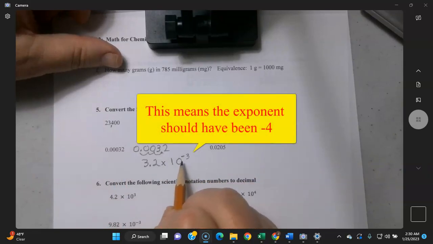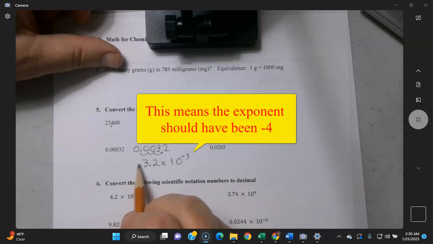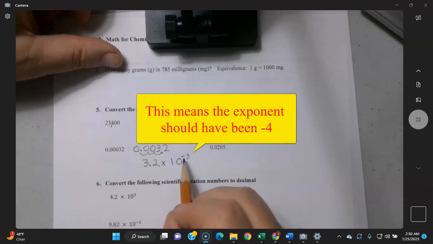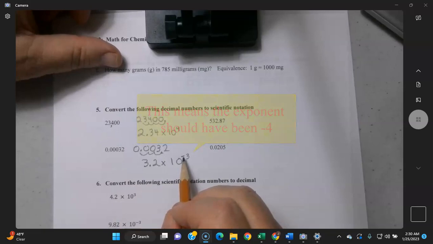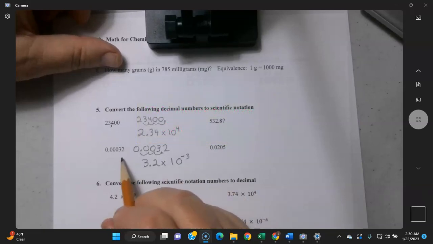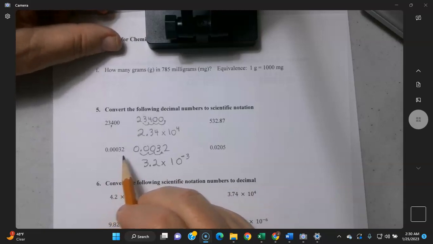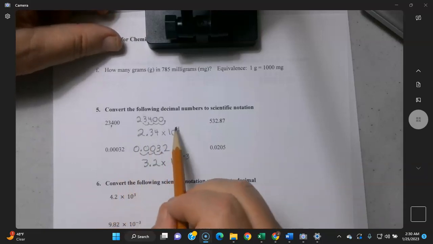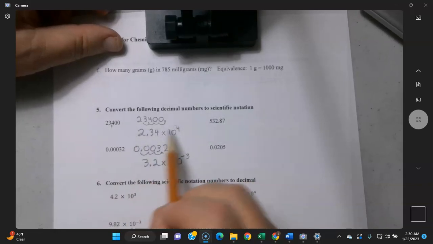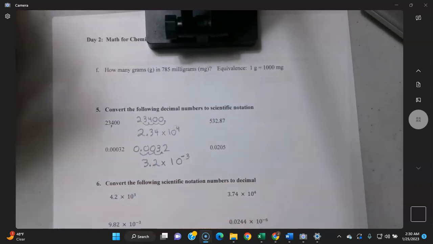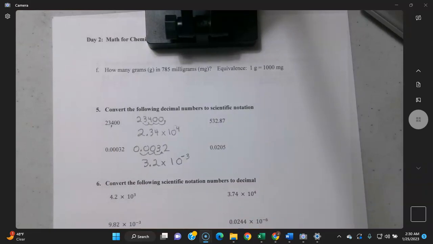So a negative exponent doesn't mean a negative number. If it were a negative number, it would have a minus sign out here, but it's not. It means that it's a positive number between 0 and 1, what we would call a decimal number. If it's greater than 1, then it has an exponent that's positive. So this is a number greater than 1. 23,400 is clearly greater than 1. Okay, so you go ahead and do the next 2.